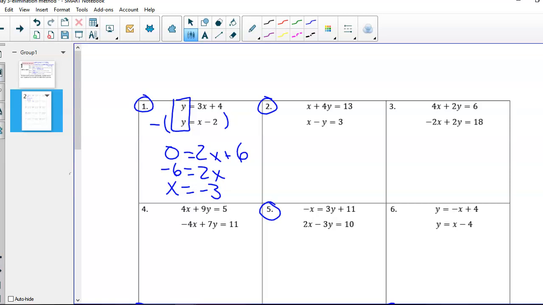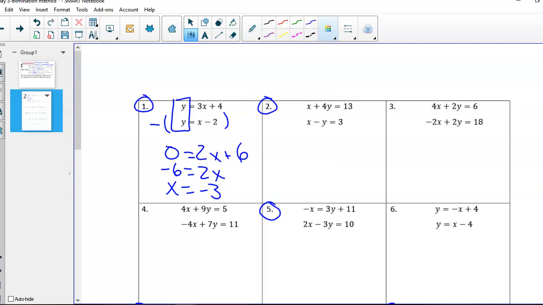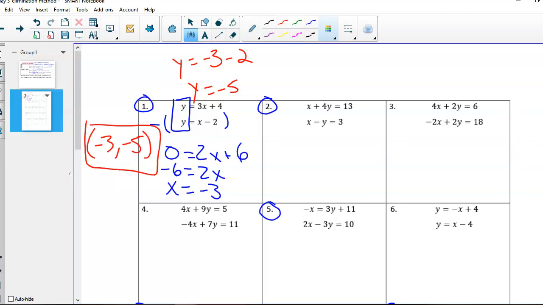So now you can put negative 3 into either of these and find y. I'm going to do this one. What is the value of y? Negative 5. Remember, these need to be ordered pairs. You put negative 3 back into this equation. Negative 3 minus 2 is negative 5.